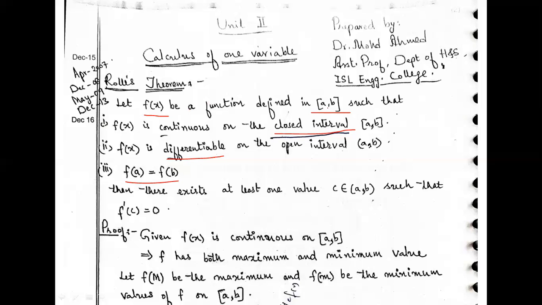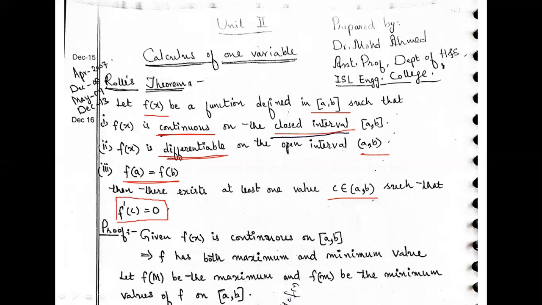Number one thing is f of x is a function defined on the closed interval [a, b]. f of x should be continuous on the closed interval [a, b]. Next, it should be differentiable. Where should it be differentiable? In the open interval (a, b). Then f of a should be equal to f of b. Then there will exist at least one c belonging to (a, b) such that f dash of c is equal to 0.